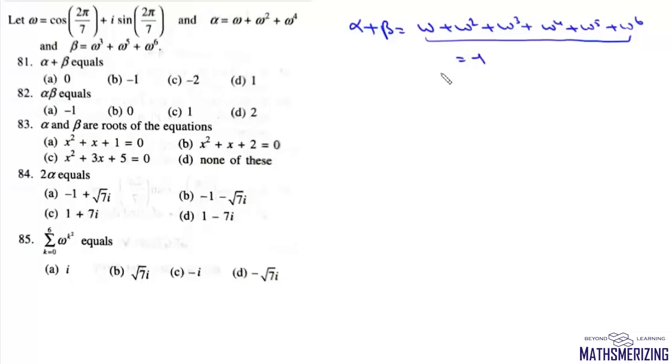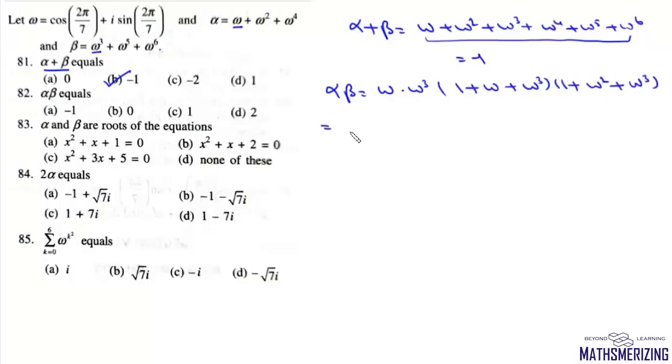So this first result, the value of alpha plus beta, is minus 1, and that's your option B. Now the second question is we need to find the value of alpha into beta. Now we multiply them, and from the first one we take omega common, and from the second one we take omega cube common. We'll get omega into omega cube, and here we'll have (1 plus omega square plus omega to the power 4) into (1 plus omega square plus omega cube).